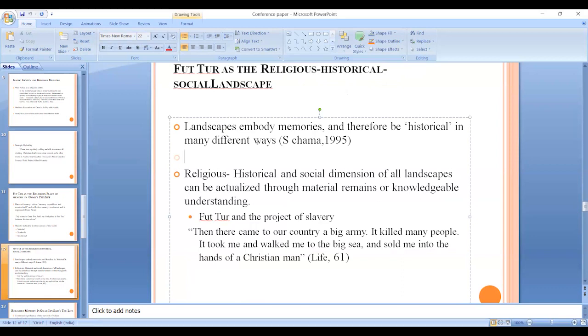And it is Sharma in 1995 who affirms that landscape embodies memories, and therefore they can be historical in many ways. So Futa Toro as a landscape, Umar actualized all his remains and knowledgeable understanding through Futa Toro. We see an excerpt from Umar ibn Said's life: "There came to our country a big army, killed many people. It took me and walked me to the big sea and sold me into the hands of a Christian man." So we see that Futa Toro is becoming a religious, historical, and social landscape for Umar ibn Said.